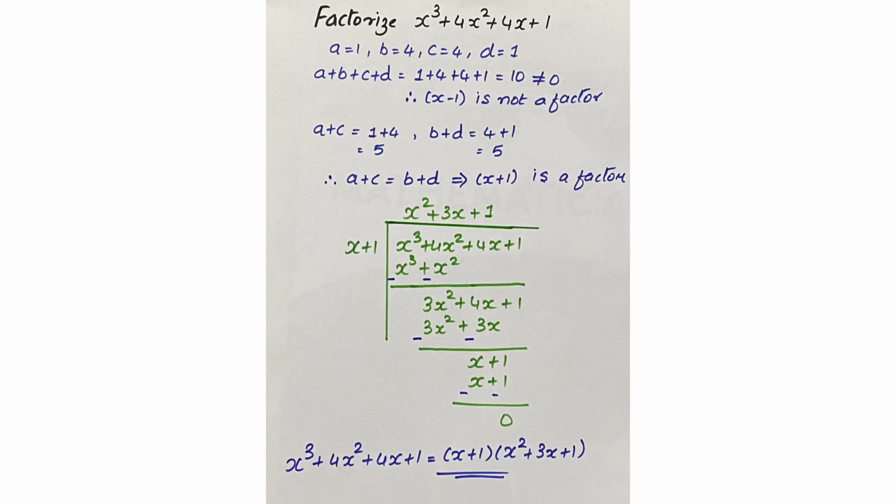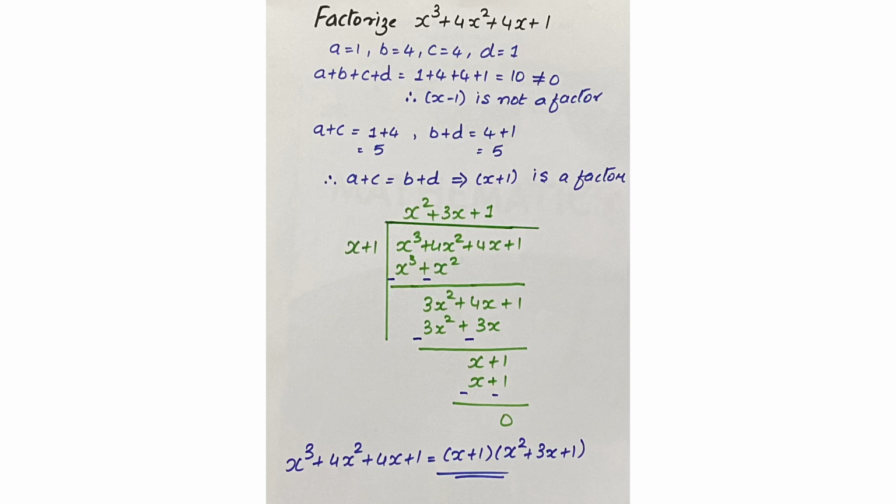So x minus 1 is not a factor. Now let us see whether x plus 1 is a factor or not. The condition is a plus c should be equal to b plus d. So here a plus c is equal to 1 plus 4, which is equal to 5, and b plus d is equal to 4 plus 1, which is also equal to 5. So here a plus c is equal to b plus d, which means that x plus 1 is a factor of the given cubic polynomial.